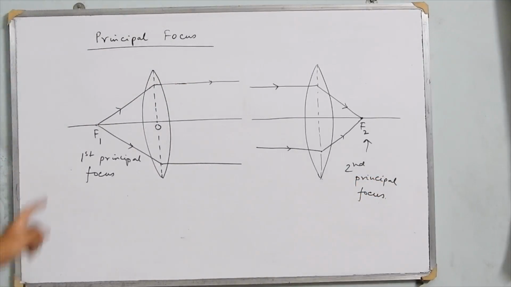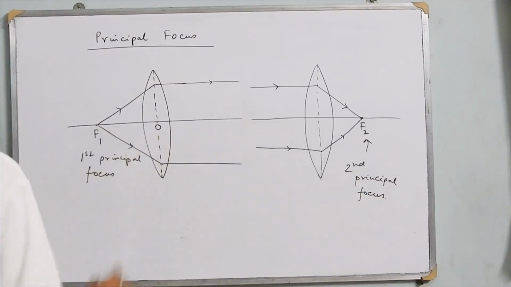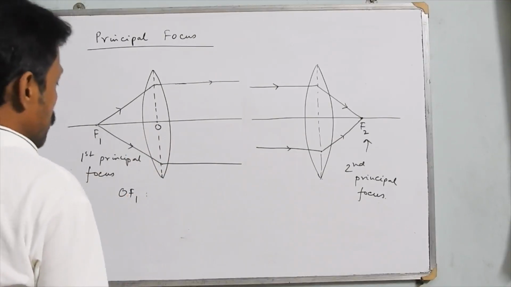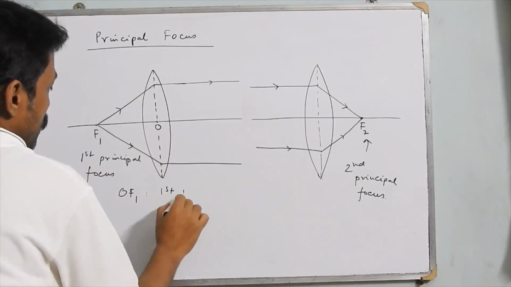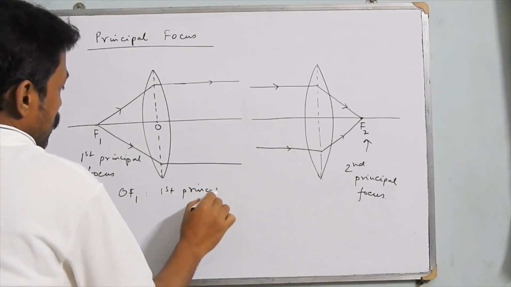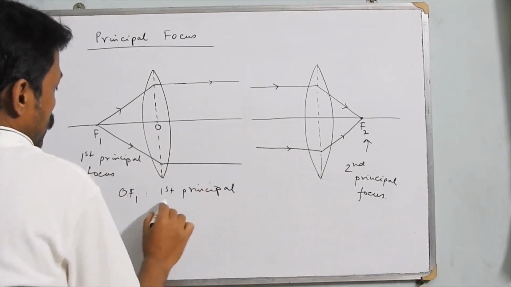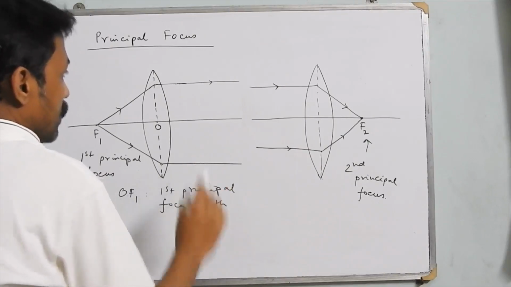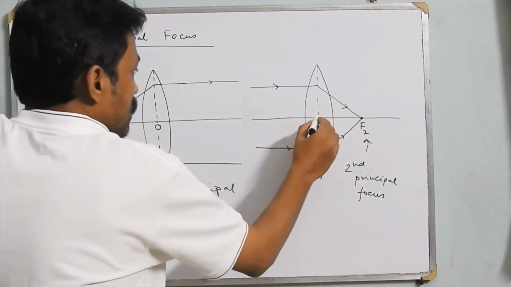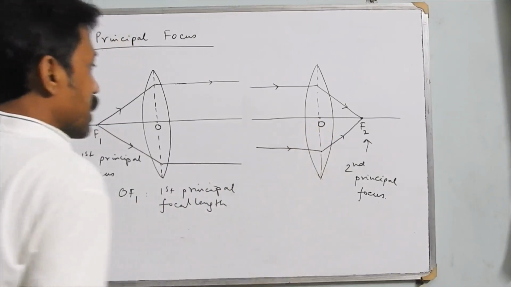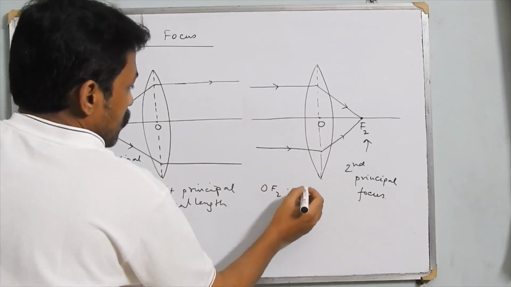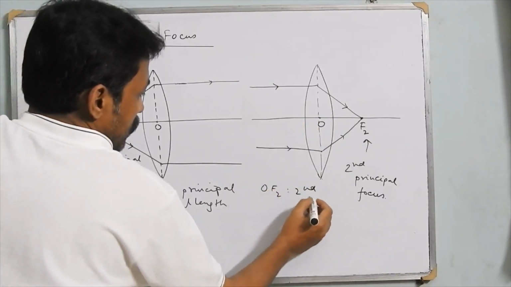The distance of the first principal focus from the optical center, that is OF1, is called the first principal focal length. And the distance of the second principal focus from the optical center will be called the second principal focal length.